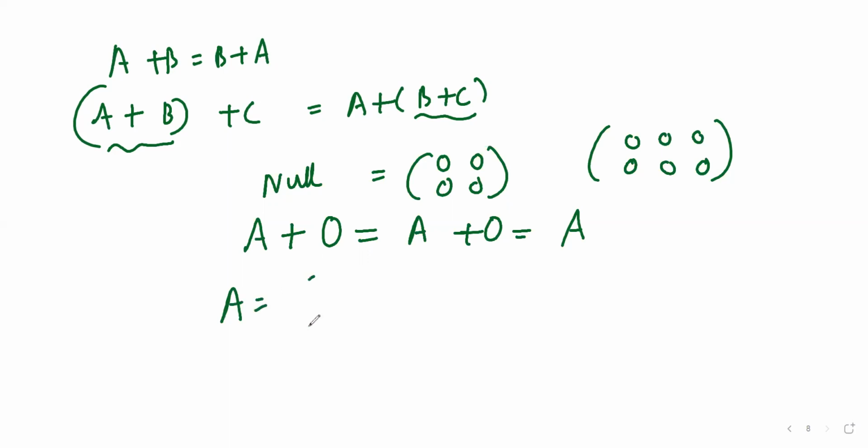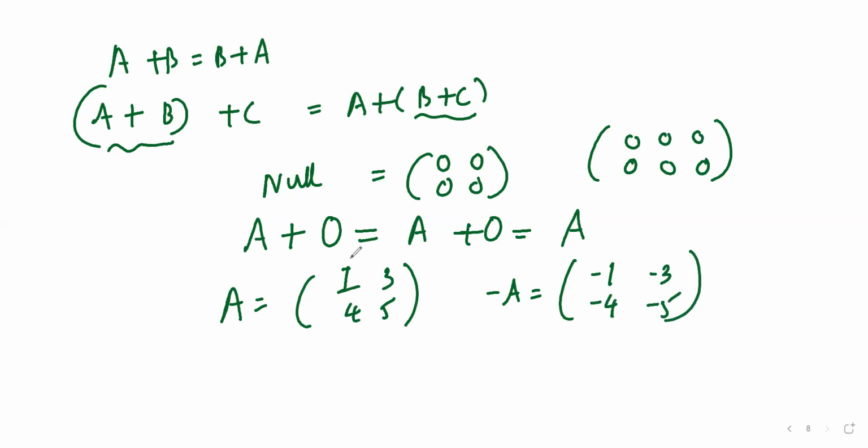Suppose matrix A is 2, 3, 4, 5. The inverse matrix of A will be minus A. The additive inverse matrix will be minus 2, minus 3, minus 4, minus 5. That is, when I add the two matrices, I'm going to get the null matrix. This is all quite simple. We'll be moving on to multiplication.